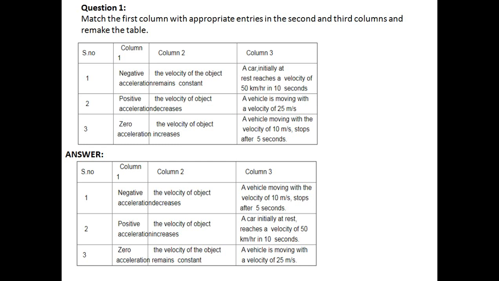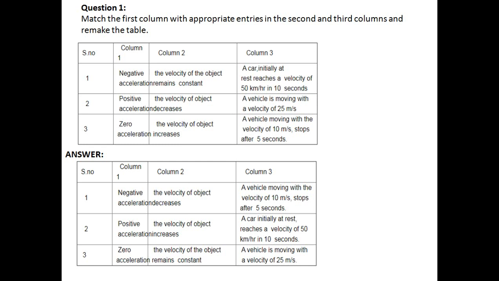A car initially at rest reaches a velocity of 50 km per hour in 10 seconds. It means the car was at rest, it had zero velocity, but when it moves with 50 km per hour, it means the velocity has increased, so the acceleration is positive.